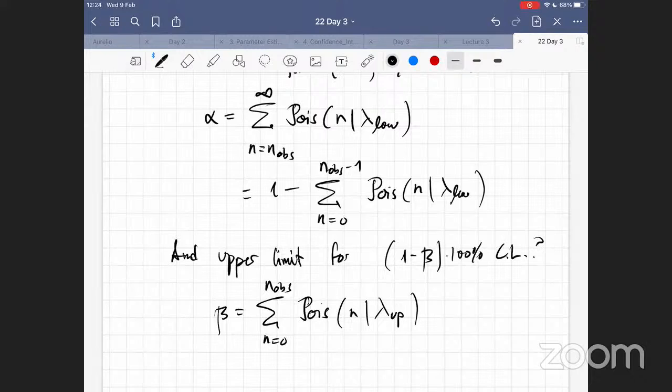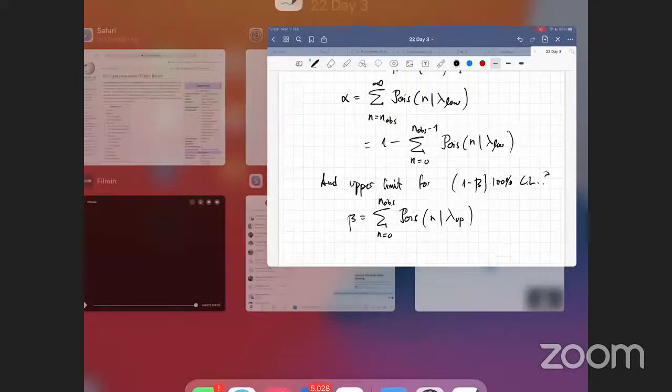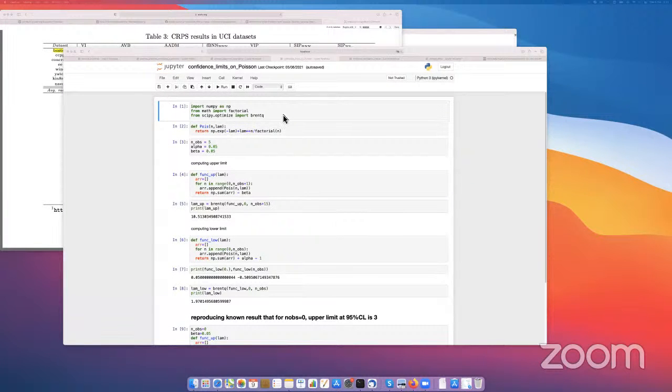Okay, so let me just very briefly show you this. Yeah, so here I have just a numerical example of that. So this is a Poisson distribution, and I am assuming that n ops is 5, and I want to have, I don't know, a lower limit at 95% and an upper limit at 95%. So let me compute the upper limit first. So I go with beta, and then I just need to solve for a function which is that sum that I was telling you before minus beta, and this is going to be equal to 0 in order to solve for lambda, right?